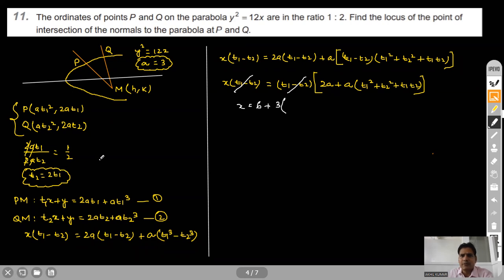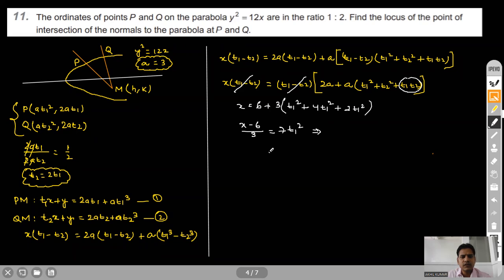this T2, we can write it as 2 times T1. Let me write it once again. So 6 plus 3 into (T1 square plus T2 square), which can be written as 4 times T1 square, and T1 into T2 means 2 times T1 square. So I have written everything in terms of T1 only. So this will be (X minus 6) upon 3 equal to 7 times T1 square. Is it okay? We can let it be as it is: (X minus 6) upon 3 is equal to 7 T1 square.